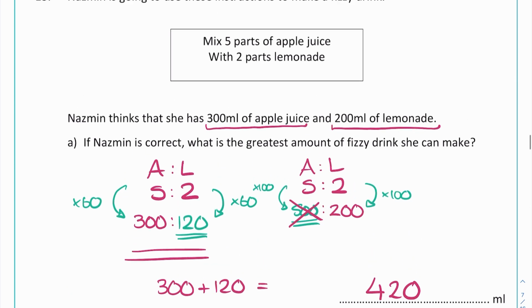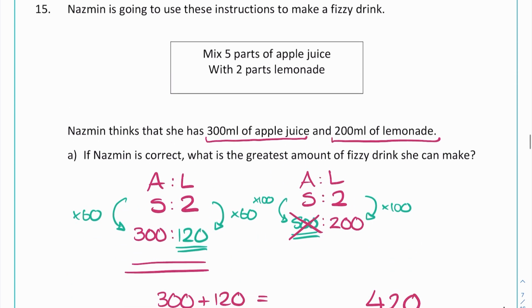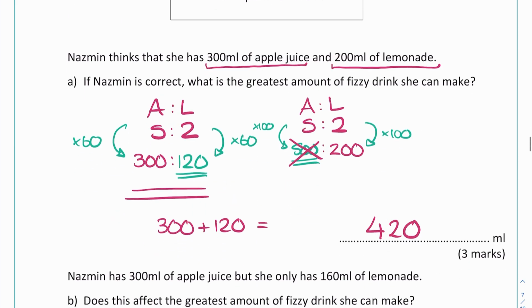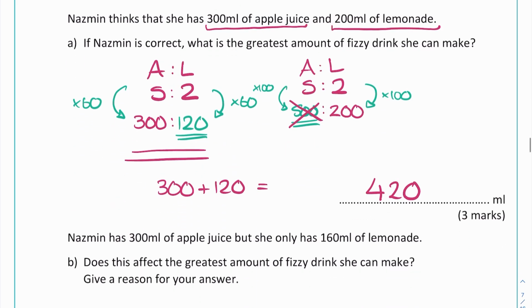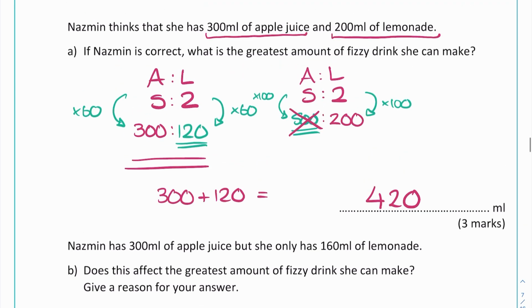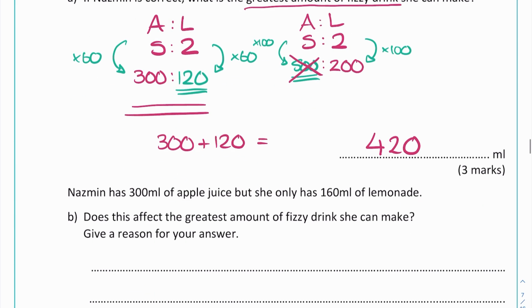If we turned this statement into a ratio, so 5 to 2 for the apple to lemonade, and then we tested out two different scenarios using all of the apple juice or all of the lemonade. And obviously reading the question carefully, the greatest amount of fizzy drink. So not the greatest amount of lemonade or the greatest amount of apple, but the greatest total when combining the two.